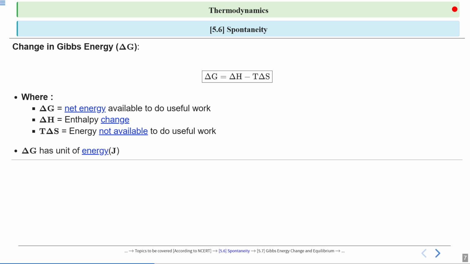And what about delta G? Delta G will have a unit of joule, and it's obvious. If you have studied unit analysis, you must have seen that since delta G and delta H are present in the same algebraic expression, they will have the same unit. And you know enthalpy is a kind of energy, so it has a unit of joule. So delta G will also have a unit of joule. Got it? Now moving on further.